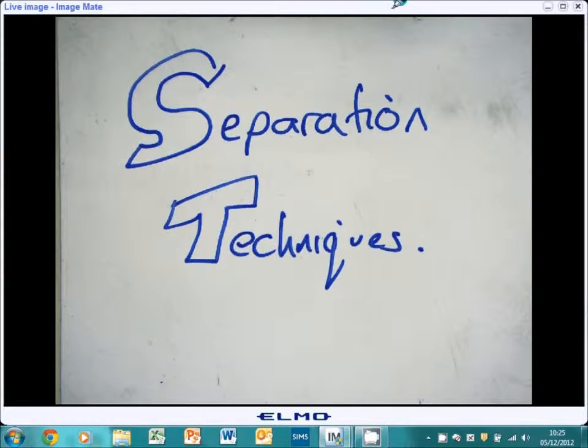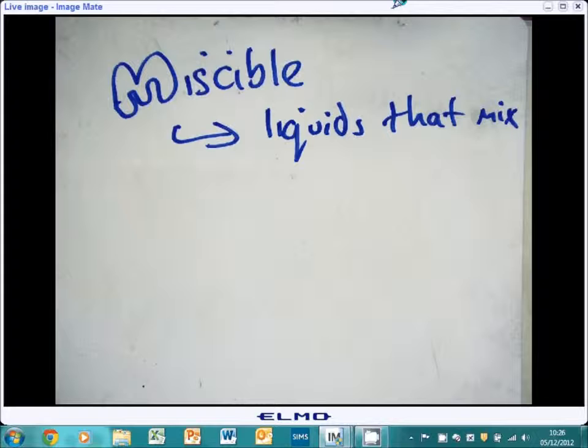There are two different types of separation techniques that you need to know for the exam. One of them is to separate two miscible liquids, and one of them is to separate two immiscible liquids. First, you need to know what those keywords mean.